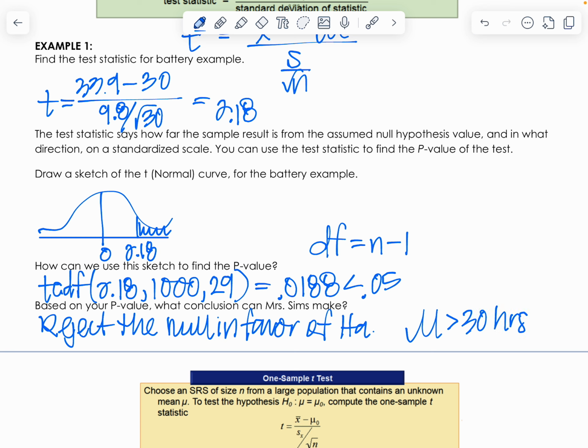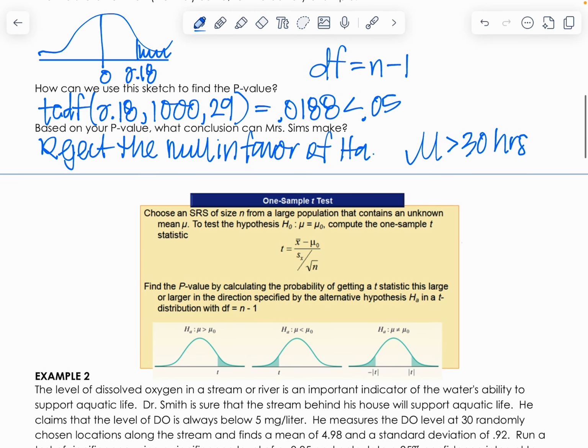Right? Okay. So this sort of pulls everything together. When we choose a simple random sample of size n from a large population, we test our hypothesis that mu equals some value by using a t-score.